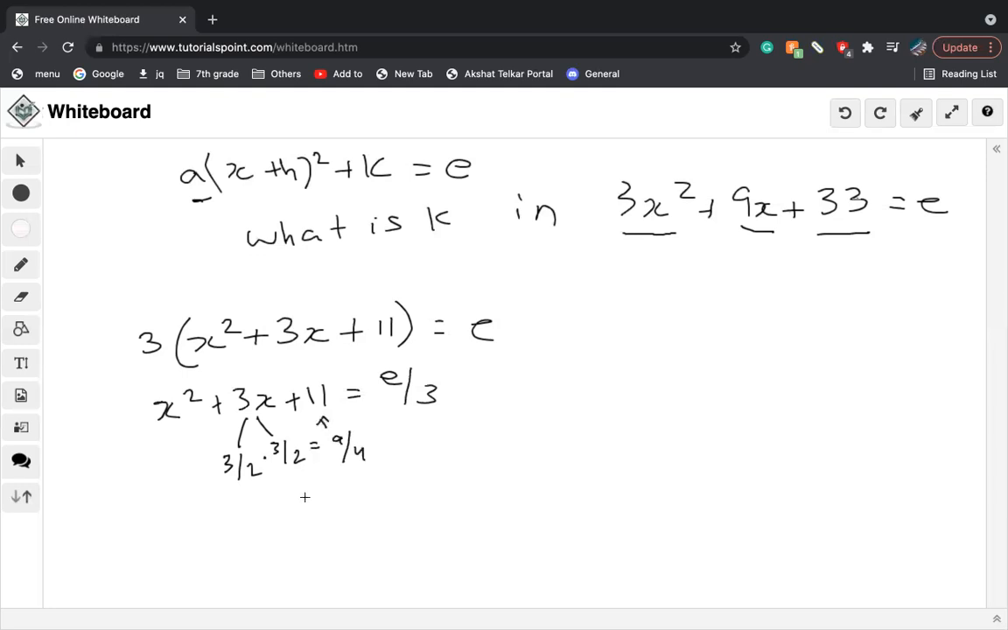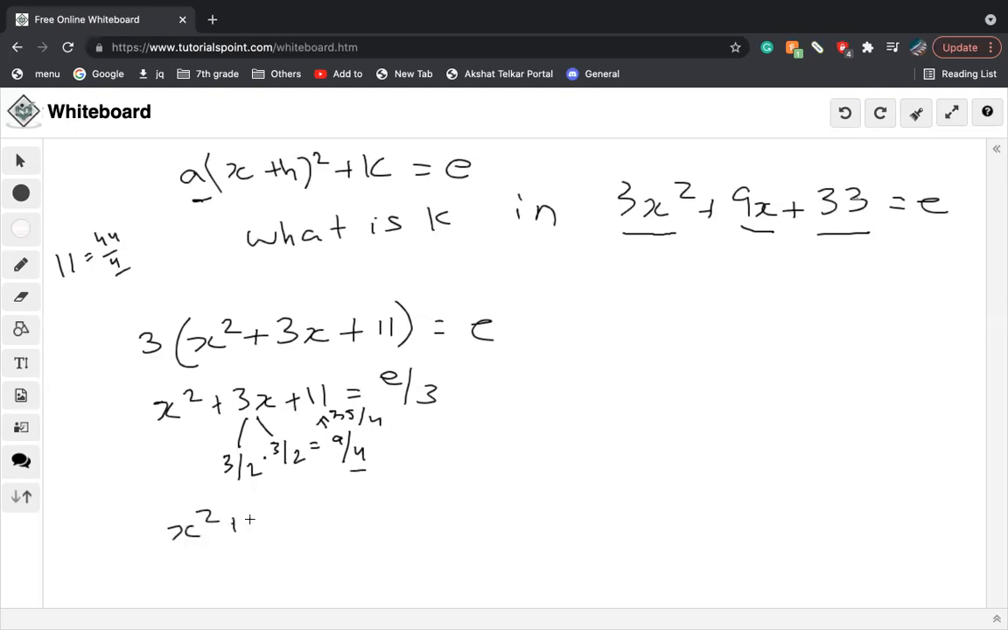And what is the difference with 11? So if we go over to the side here, 11 equals 44 over 4, right? It's a simple equation. You want to make sure you have a common denominator, this 4 and then this 4. So the difference right here is 44 minus 9, which in turn gives you 35 over 4.